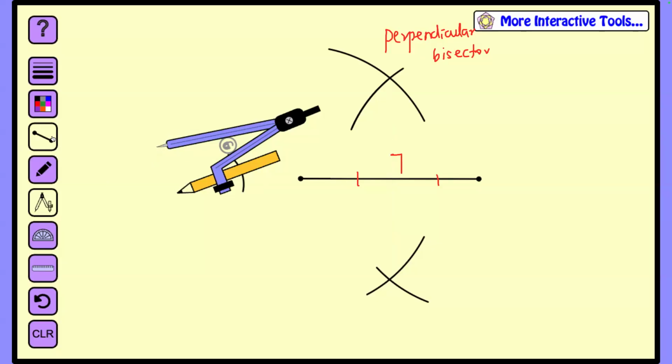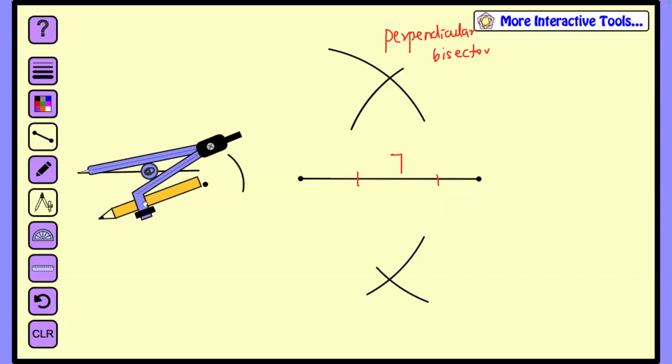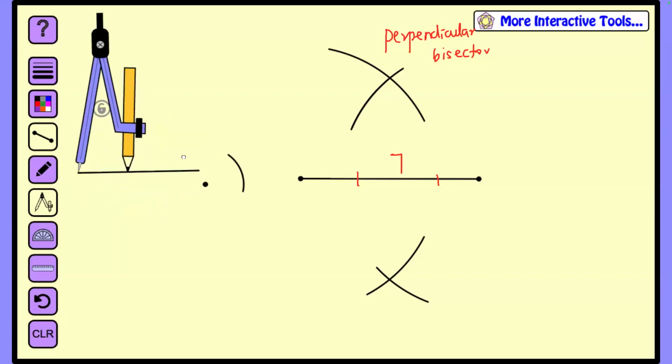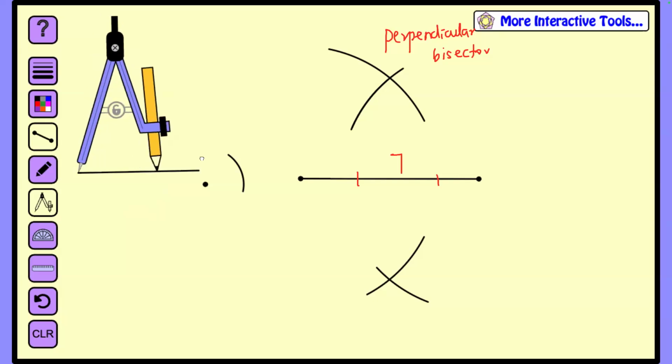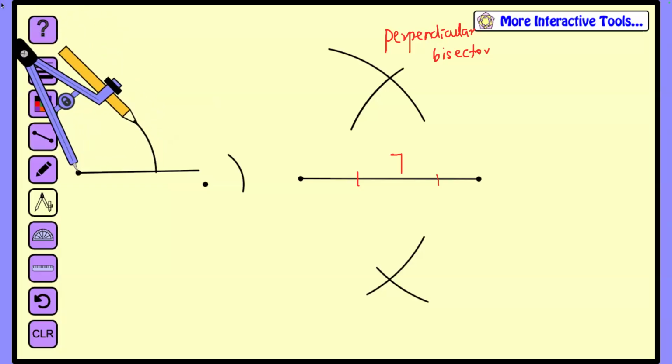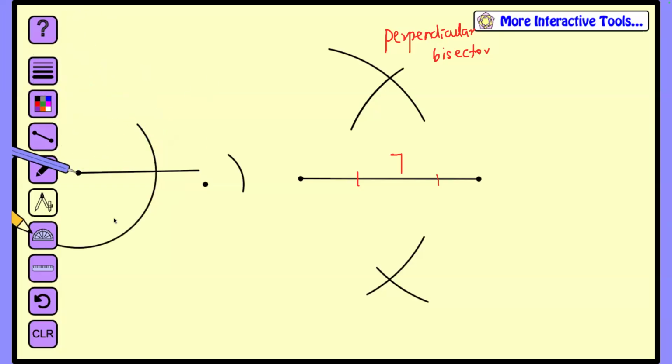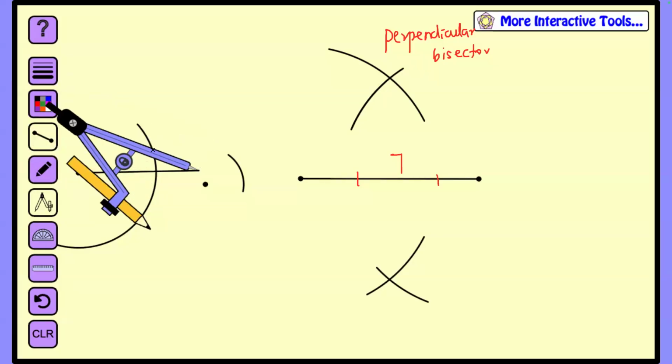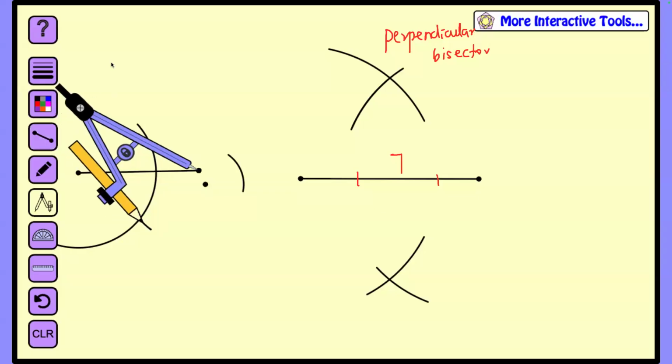Okay, so here I have this line. I'm going to bisect this line, right? So move the compass here with more than half the distance, unlock it, lock it, draw the arc. Draw the arc like this. Similarly draw the arc here.